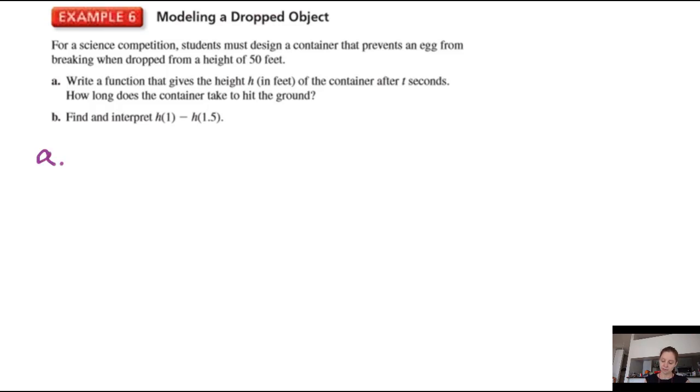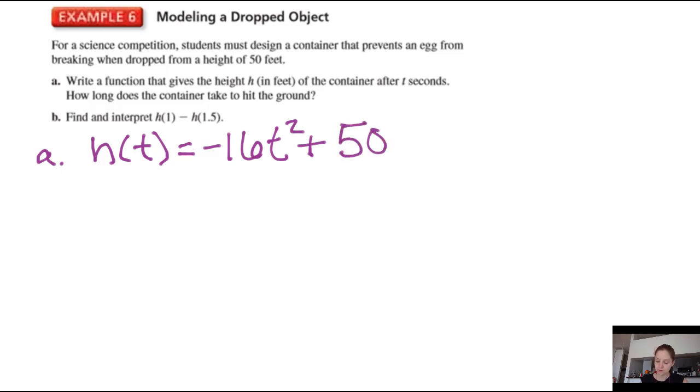A, writing a function. So h of t is going to equal, it's the formula from before, negative 16t squared plus the initial height, which is 50 feet. Right, this 50 is h sub 0. I'm also expected to answer how long the container takes to hit the ground. So I want to know when the height of this container is 0. So 0 equals negative 16t squared plus 50.